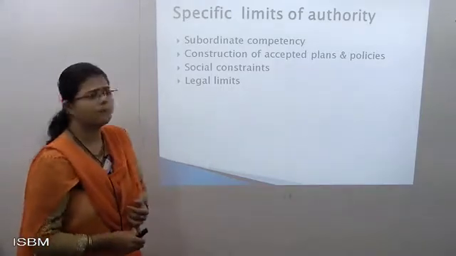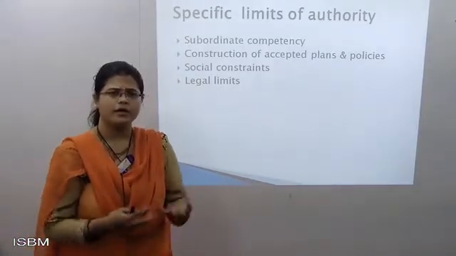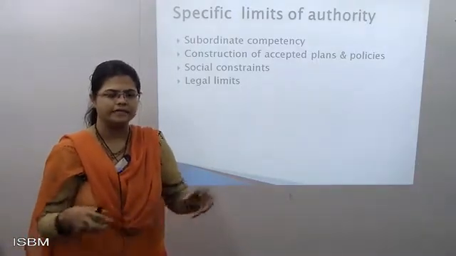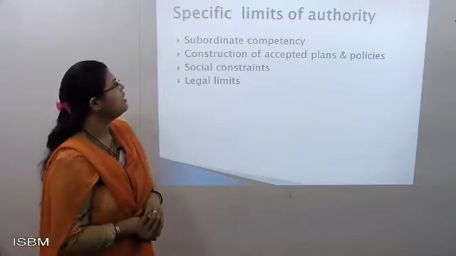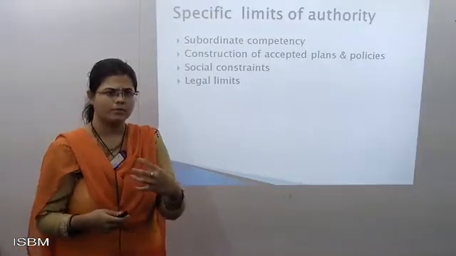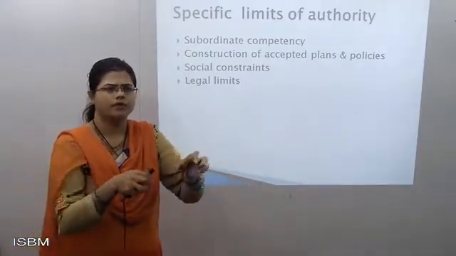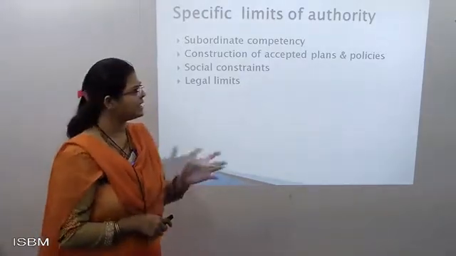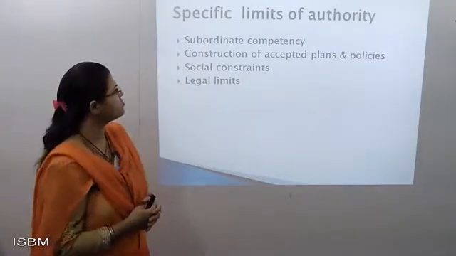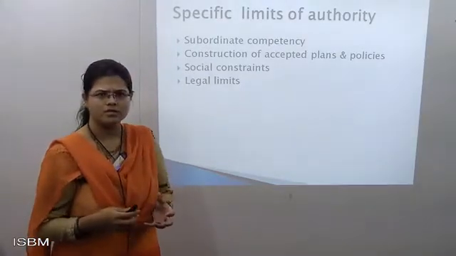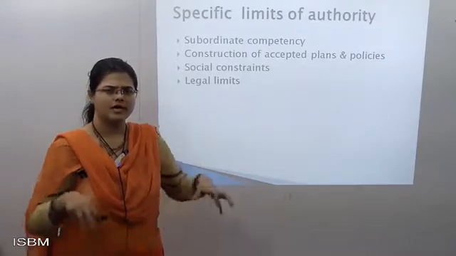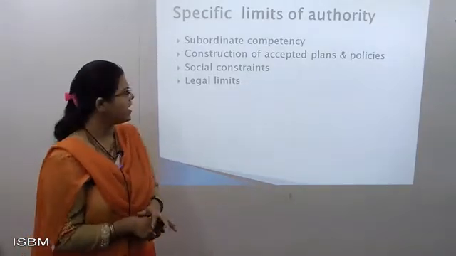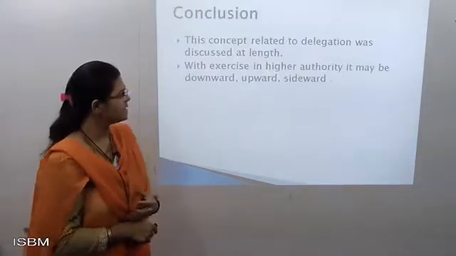First, subordinate competency: within the organization there should be people with the internal competency to perform each and every task, and the people who are subordinates should help together. Construction of acceptance of plans and policy is important. Without objectives, you cannot construct anything. Social constraints: you need to have social interaction with each and everyone. Legal limits: when the authorities have been passed, ultimately legal limits should be given.